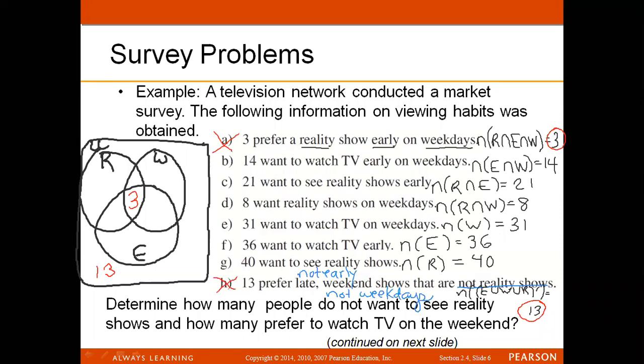So now I'm going to move on to two-region territories. 14 want to watch TV early on weekdays. So E intersect W is this region right here, which sums to 14, 3 of which is already located in the center. So the additional 11 are located here, and we've used clue B.